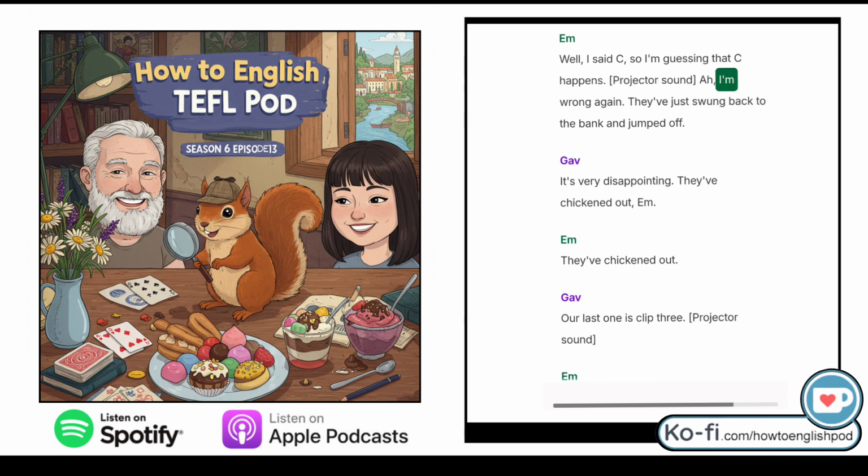I'm wrong again. They've just swung back to the bank and jumped off. That's very disappointing. They've chickened out, Em. They've chickened out. Our last one is clip 3.